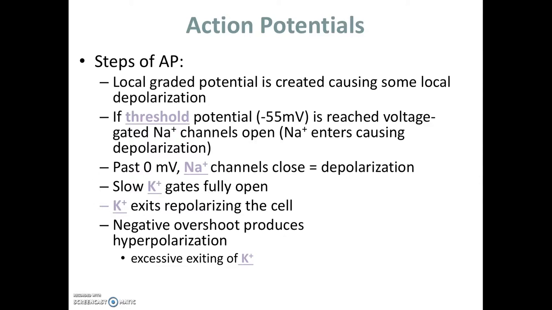About this time, the slow potassium gates are going to fully open. These potassium gates are also voltage-gated, but much slower to open than the sodium gates. When these gates open, potassium can exit through these voltage-gated potassium channels and repolarize the cell. A negative overshoot produces hyperpolarization, and this is caused by excessive exiting of potassium.